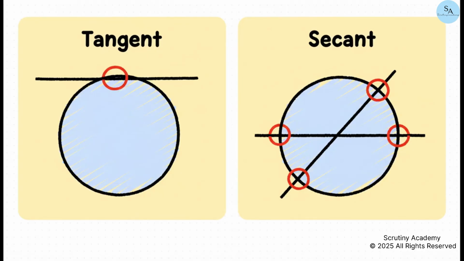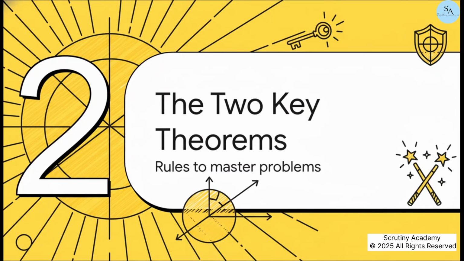So let's put them side by side. The tangent just touches the outside at one single point. The secant cuts right through the interior, hitting 2 points. And that's really the big difference you have to remember. One touches, the other cuts. Got it? Good. All right, now we get to the really powerful stuff, the two key theorems.